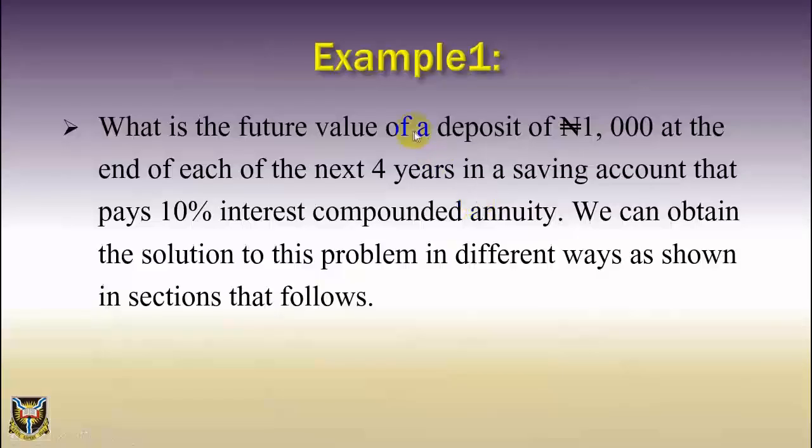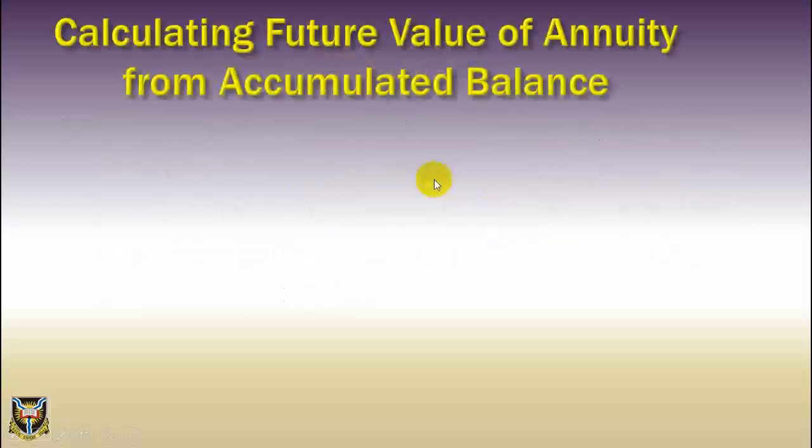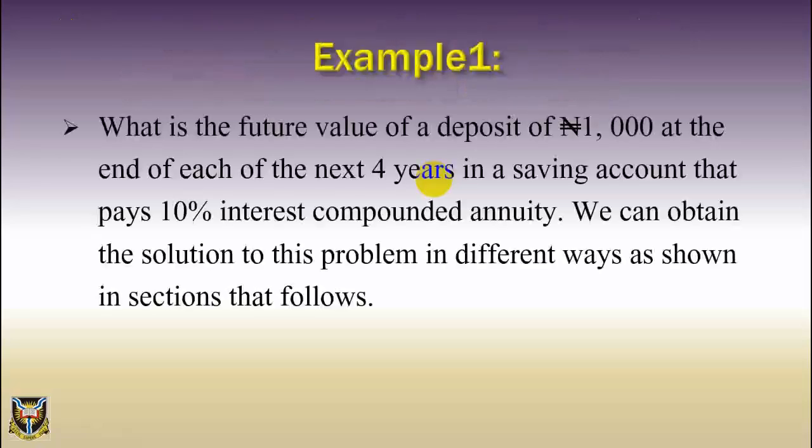Example 1. What is the future value of a deposit of 1,000 naira at the end of each of the next 4 years in a savings account that pays 10% interest compounded annually? We can obtain the solution to this problem in different ways, as shown in the sections that follow.